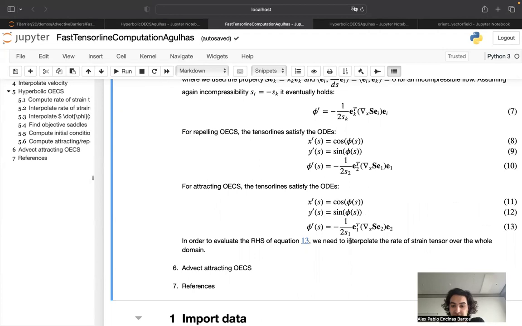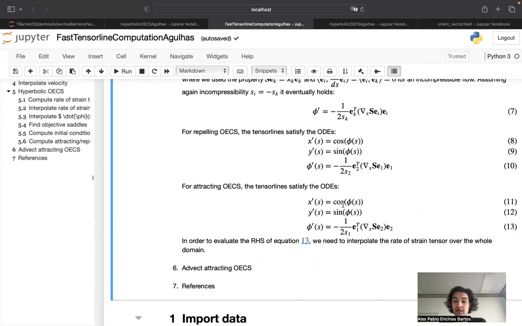Okay. Once we have that, we can simply plug this into a standard ODE solver and start the integration from local maxima of the S2 field and integrate them using this formula. Of course, you need to specify initial conditions. Well, the initial condition is you need to specify the initial angle, right?